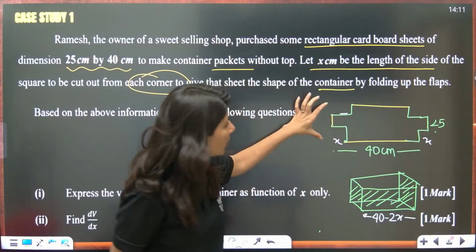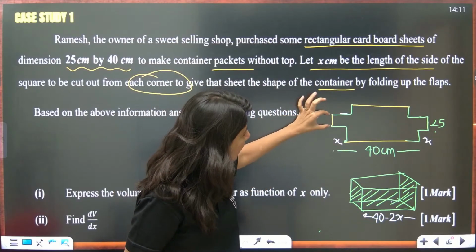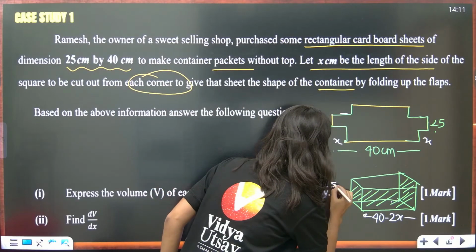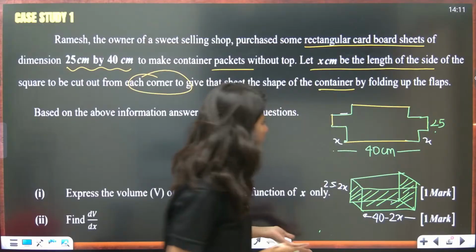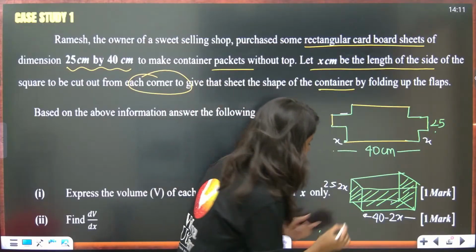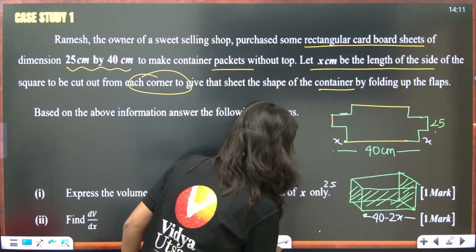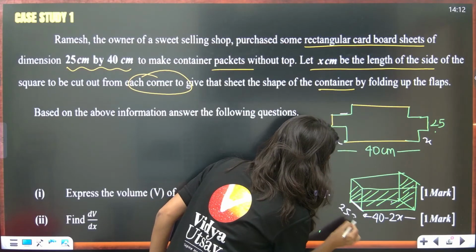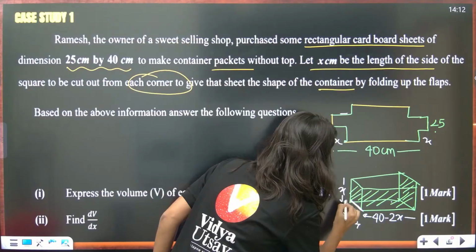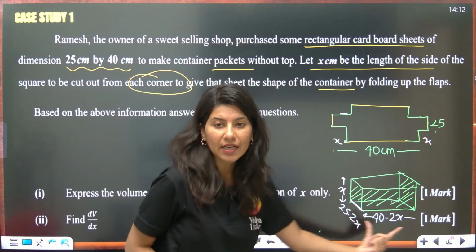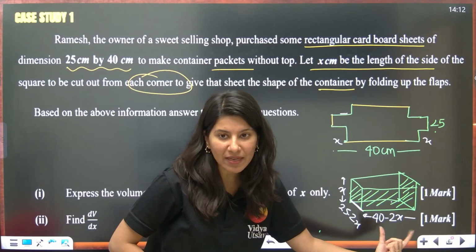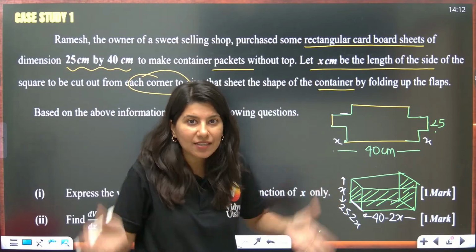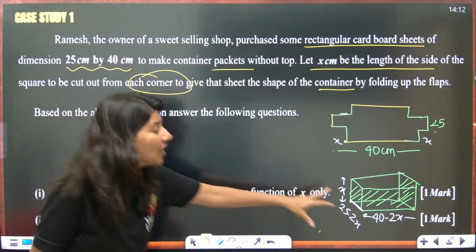Correct? If I talk about this, just understand what this is. This is 25 minus 2x. Okay, 25 minus 2x. And what about this? This is 25 minus 2x. Hold on. This is 25 minus 2x. And this length is x. So this is the cuboid. One length will be 45 minus 2x, one length will be 25 minus 2x, and the other length will be x. So now the container has become a cuboid.